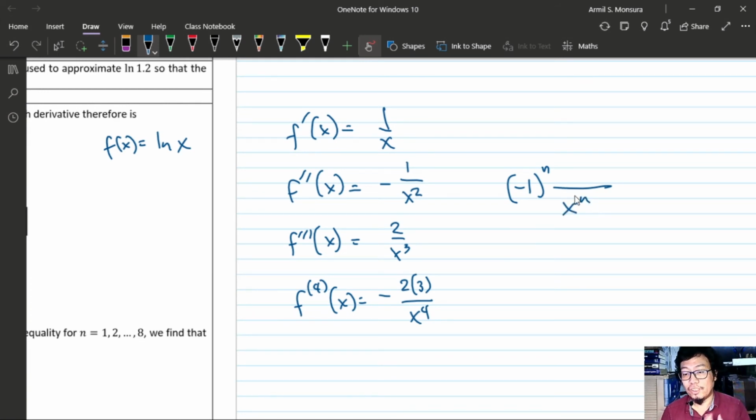N actually pertains to the order of the derivative. So your first order derivative is 1, so that's x raised to 1. Your second order derivative is 2. It seems that if this is 4, this is 2 times 3. If this is 3, this is 2 times 1. If this is 2, this is simply 1. And if this is 1, this is just 1.